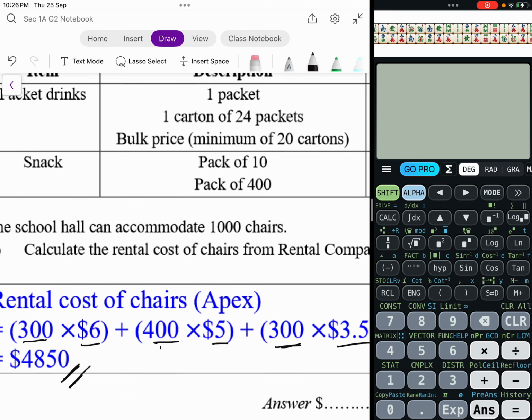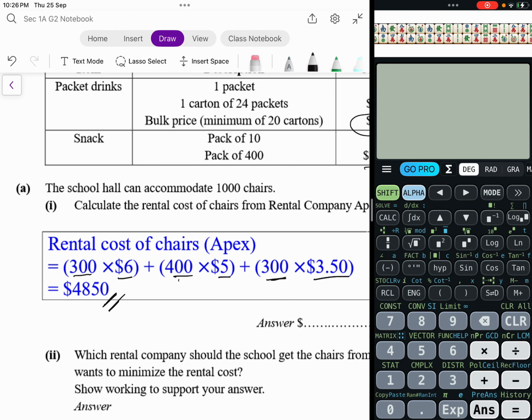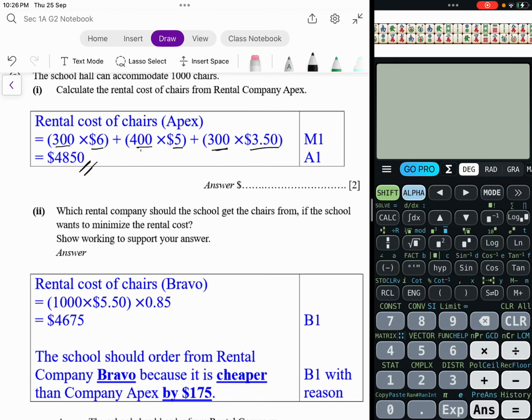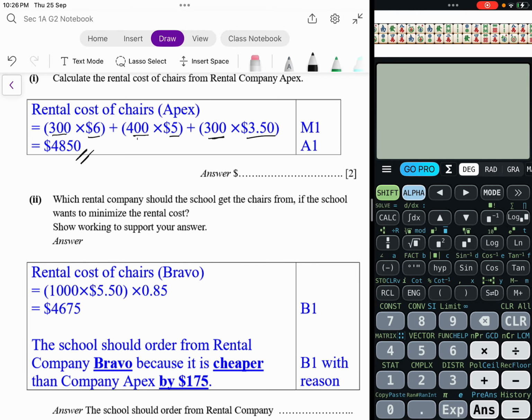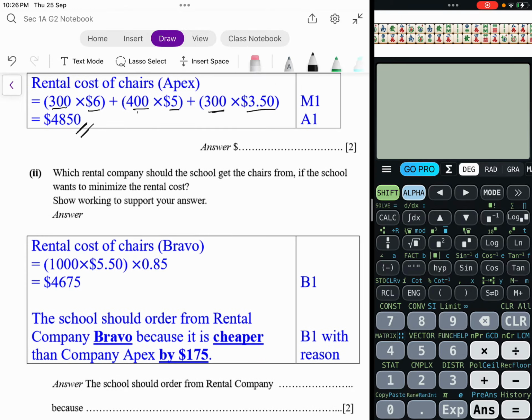So which is why you get this one. So 300 times 6 for the first 300 chairs. The next 400 chairs you times 5. Then the remaining 300 you times 350. Okay, so which rental company should the school get chairs from if they want to minimize the rental cost?